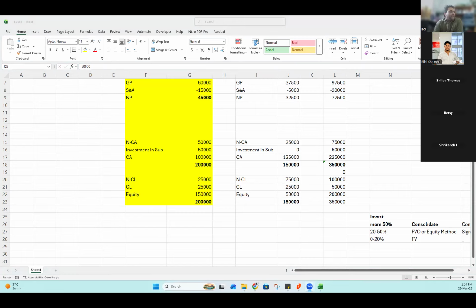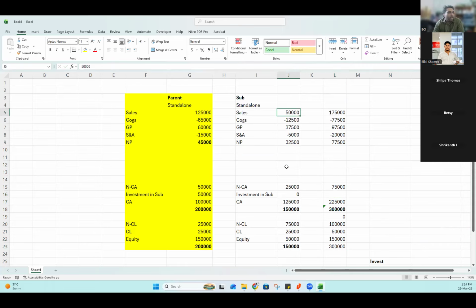Sorry. Okay. So what happens here? This 50,000 is our investment in the other company, right? So when we consolidate, we will not take that investment. Clear? Okay. So from here, we will remove this investment also. Why? Because we have already taken all their assets, sales and everything. So that's why we will not take the investment into our consolidated books. Clear?